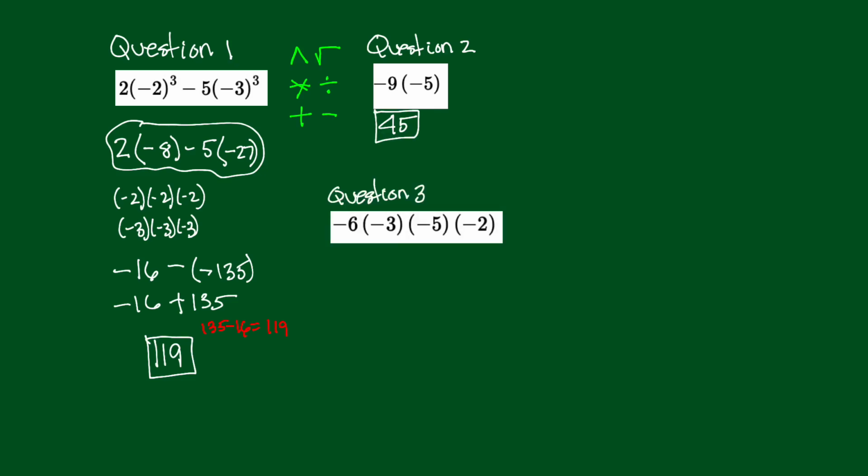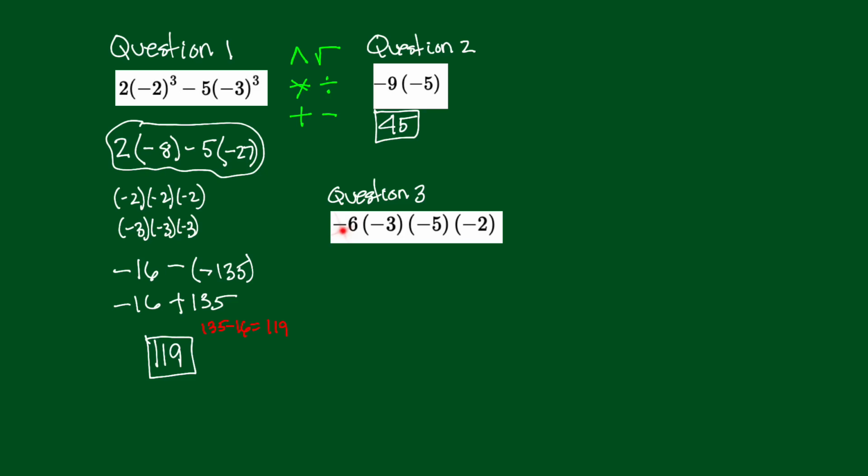Question 3, let's make this multiplication here. And I'm saying multiplication because I've got negative 6 times negative 3 times negative 5 times negative 2. So it's all a multiplication. So I'm just going to go left to right. But the first thing I'm going to do is determine the sign.